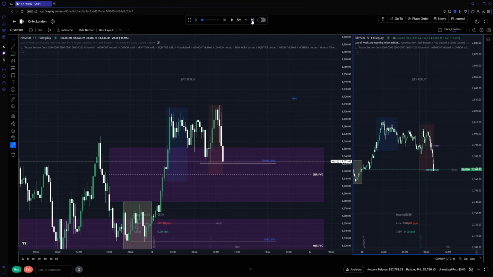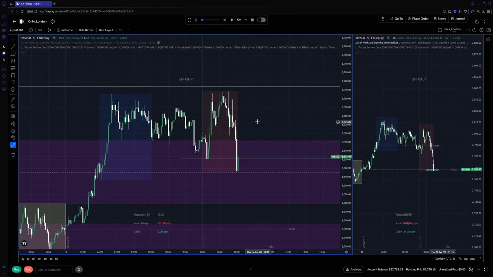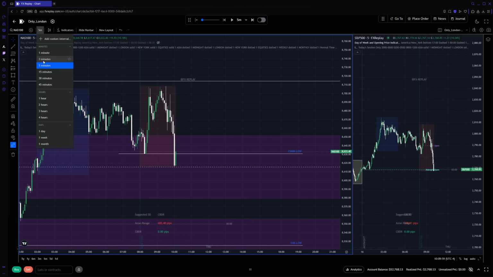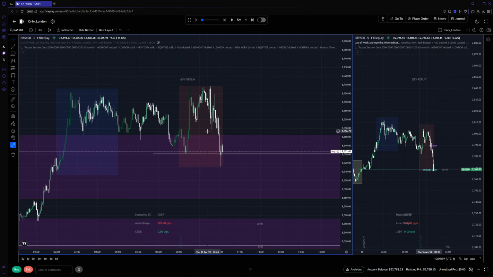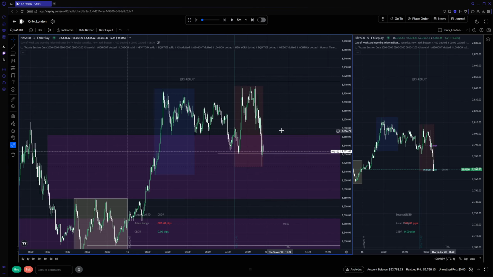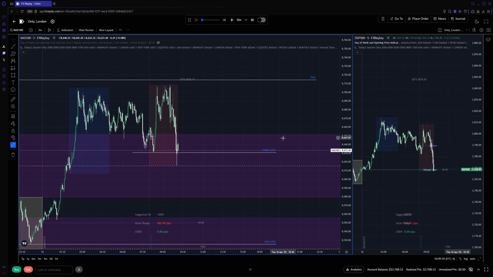SMT still in place. You do not have an inverse fair value gap yet. I do. Oh wait, I'm on a 15 minute? Oh shoot. I'm going to go down to a 3. Okay, so the earliest inverse is actually here. We took out sell side liquidity here. We took out this 15-minute low, which is sell side liquidity.